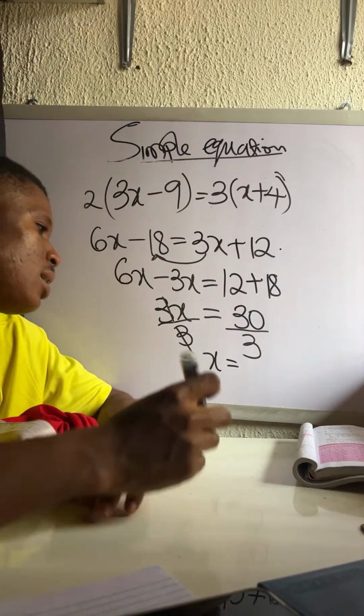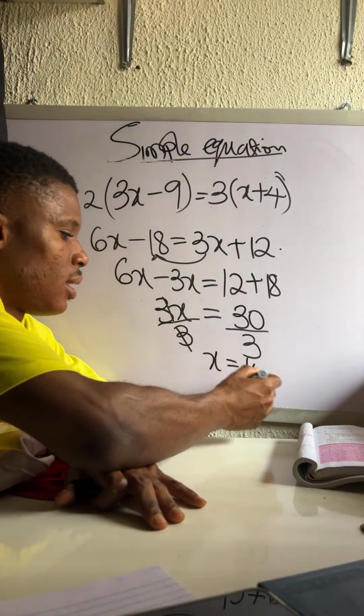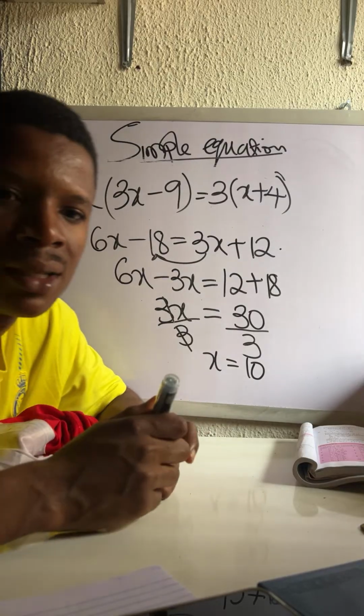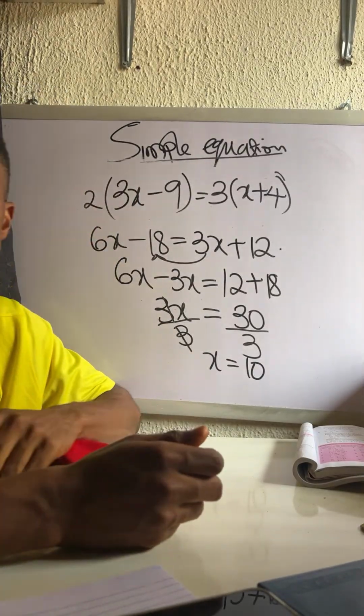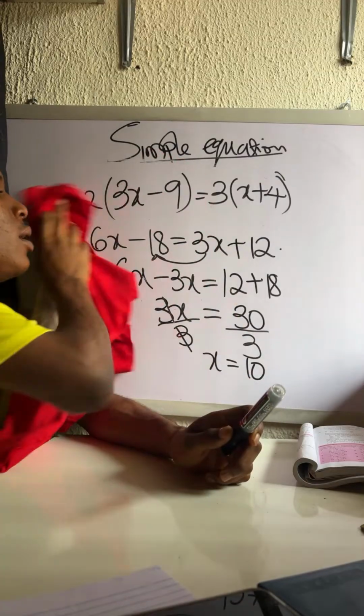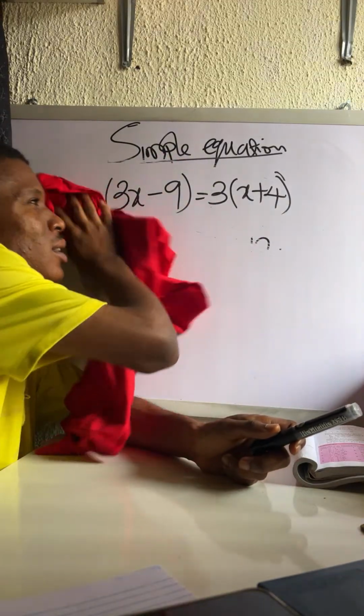10. So x is actually 10. Correct, the answer is 10.